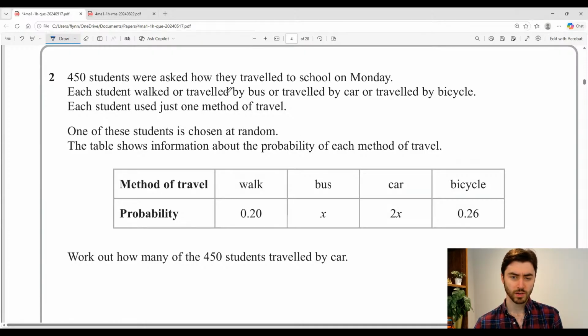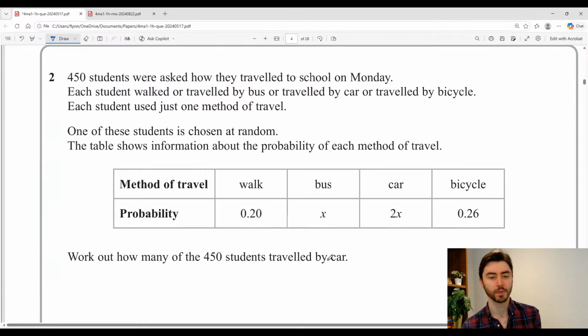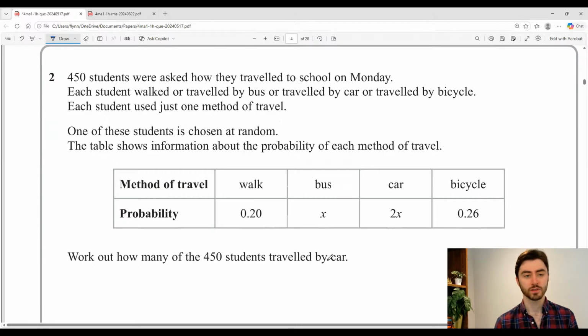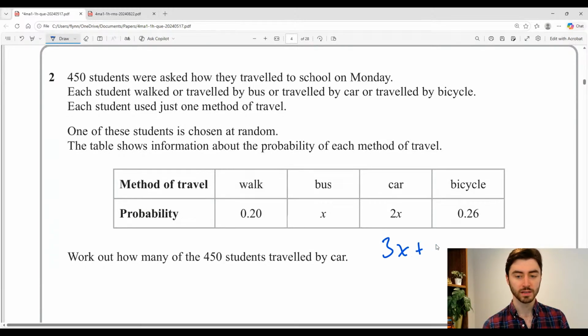Walk, bus, car, bike. These are probabilities. Work out how many traveled by car. Okay, so this at first glance might look a bit tricky, but then you remember that these are all probabilities. Then you remember the sum of the probabilities must be 1. So adding this all together, we get that 3x plus 0.46 is equal to 1.